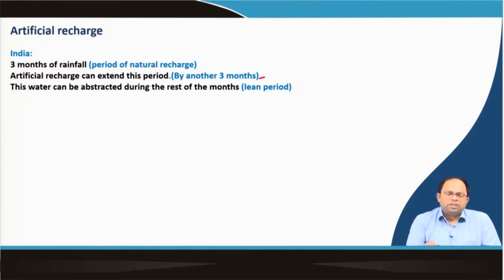Because we are extending the infiltration time, the total amount of water that is going into the ground is more, and so we can also increase our rate of abstraction as well as the period of abstraction. That means there would be certain lean periods during which we can take the water out from the ground and we can use it.